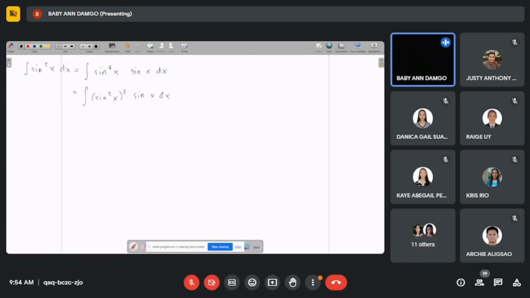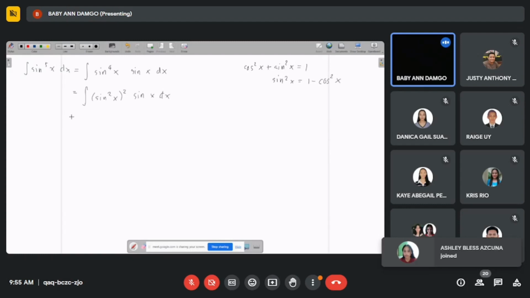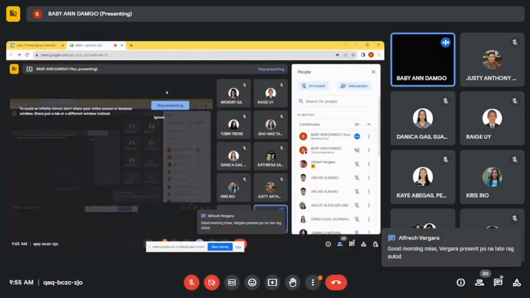Okay, in which we have an identity here. So cosine squared x plus sine squared x is equal to 1, in which our sine squared x is equal to 1 minus cosine squared x. Okay, so substitute the value. So we have 1 minus cosine squared x to the power of 2 sine x dx. Okay, any question?